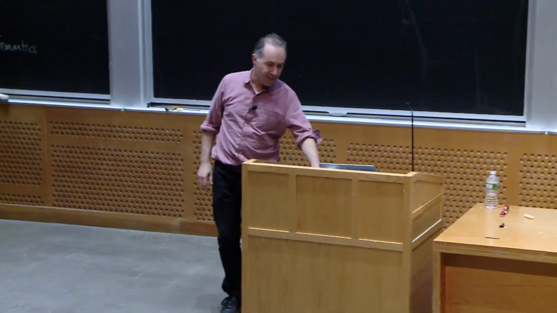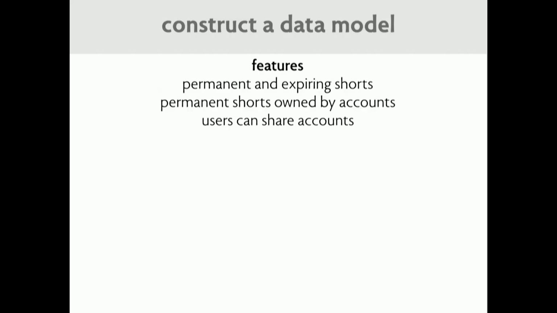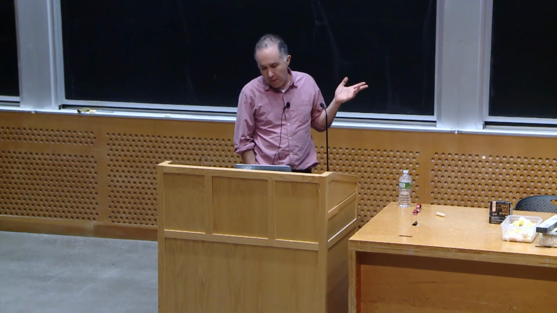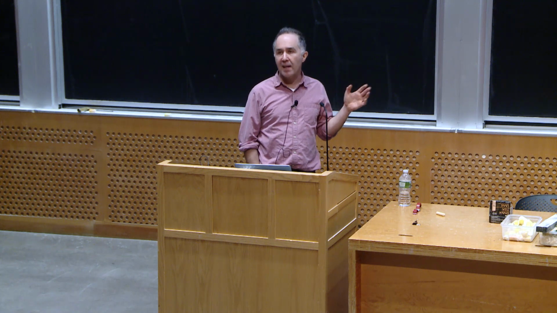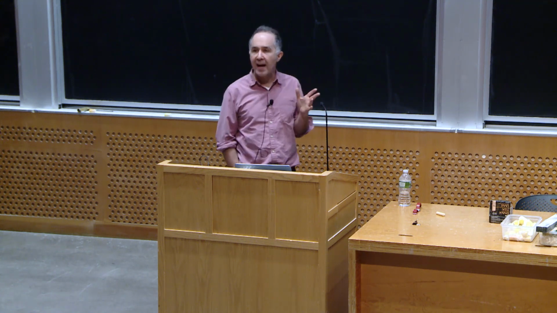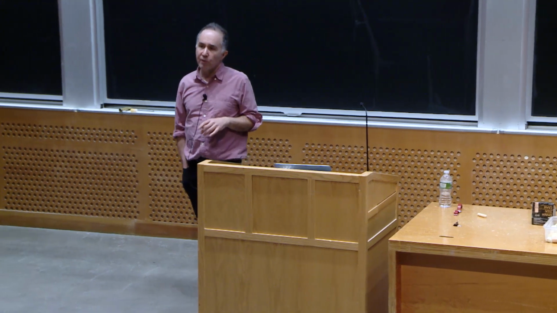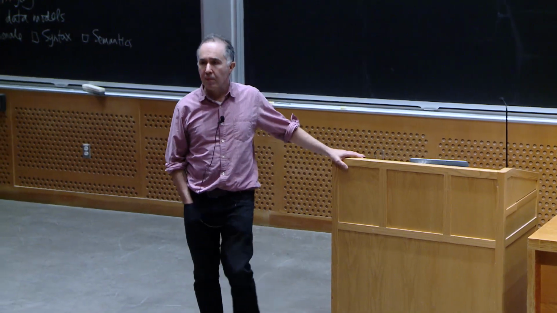OK, so now I want you to try again. I want you to construct a data model for the URL shortener that has permanent and expiring shortcuts. The permanent ones should be owned by accounts, and users can share accounts, OK? So a little more interesting than the last one. What you're aiming for here is a model with 5 or 6 nodes and 5 or 6 edges, something like that. So this is tiny, but probably a little tricky if you haven't done this before, OK?